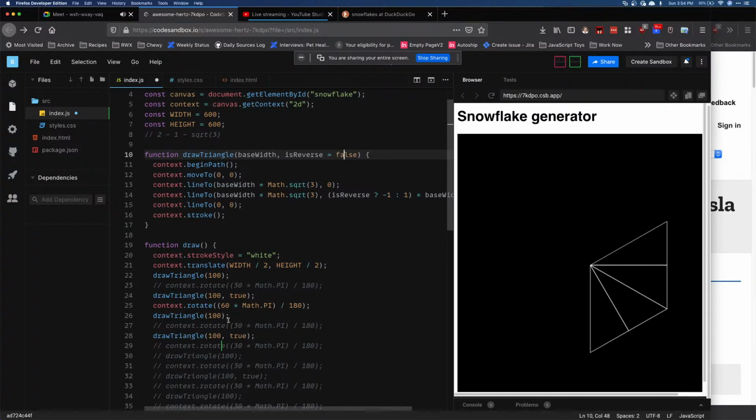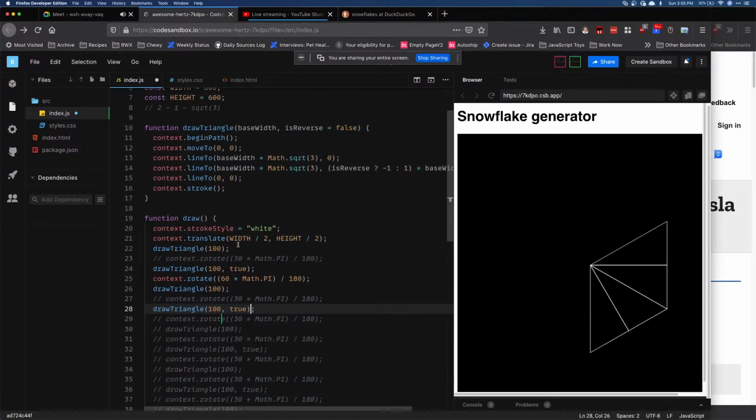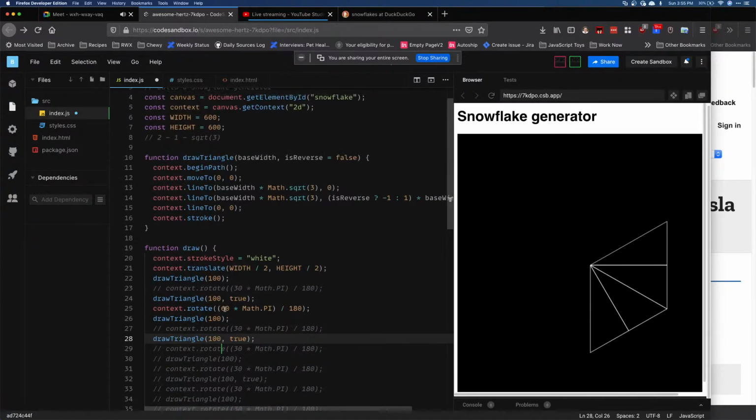Rotate 60. Oh no, you're right. You're right. Yeah, I think it makes sense. Not that I know what we're doing, but we draw the triangle normal. We draw the triangle reversed. We rotate it 60 degrees because of the two triangles. And then you draw the triangle, and then you draw it reversed. Yeah, because it's 60 now because we are doing two triangles, and then that angle becomes 60, right? 60 times 6 is 360.